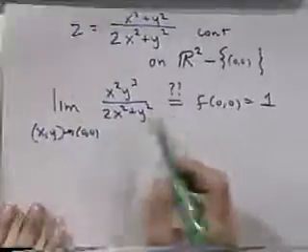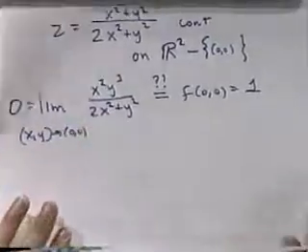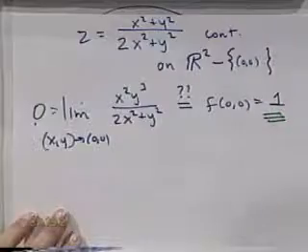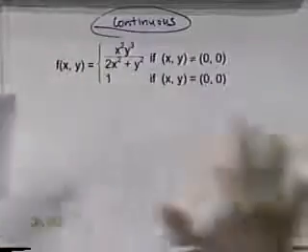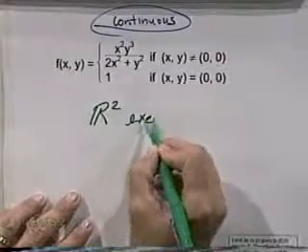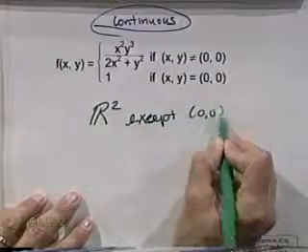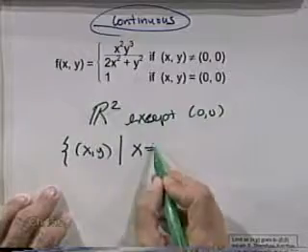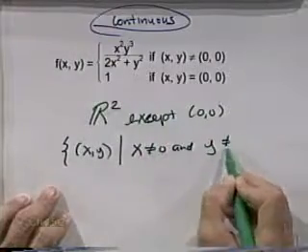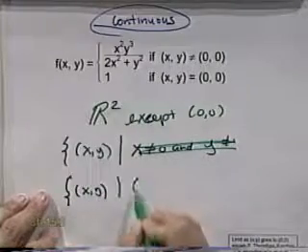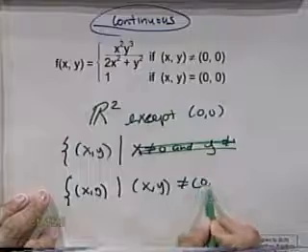But wait a minute. For this function to be continuous, we just figured out the limit was 0, but the value of the function was 1. So does the limit equal the value of the function? No. So this function is continuous on all of R2 except the point 0, 0. You might want to write this as the set of all x, y such that x does not equal 0 and y does. Or why don't we just say the set of all x, y such that x, y does not equal 0, 0.